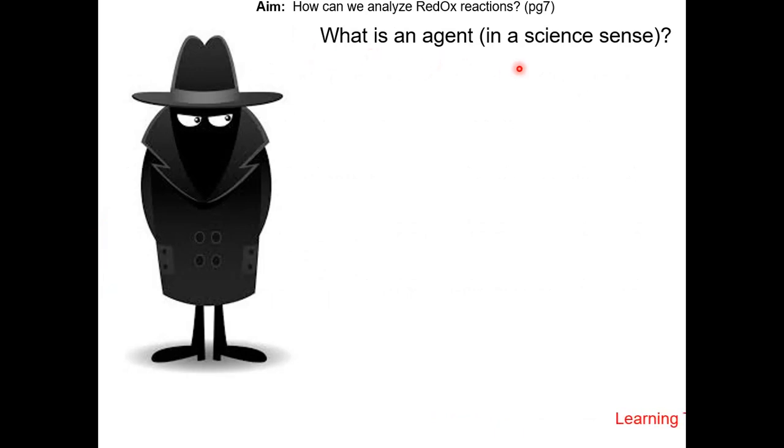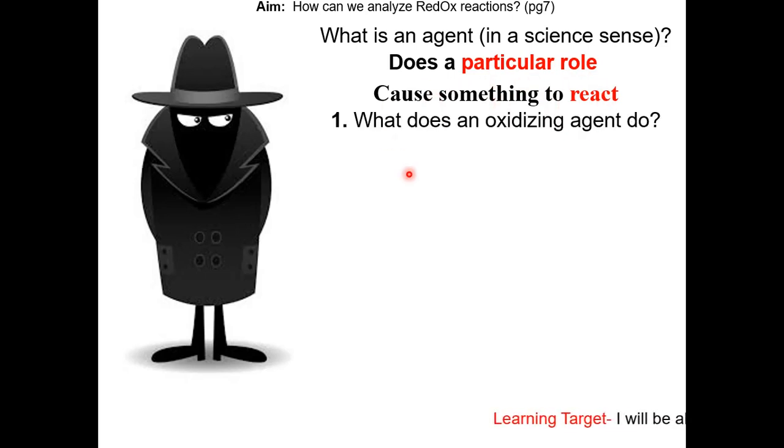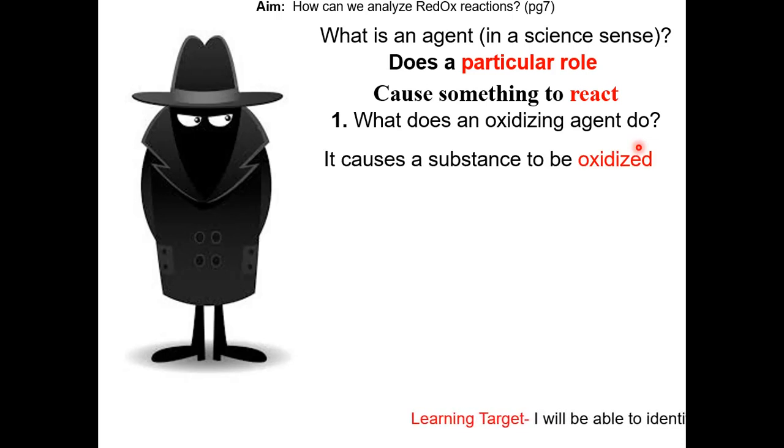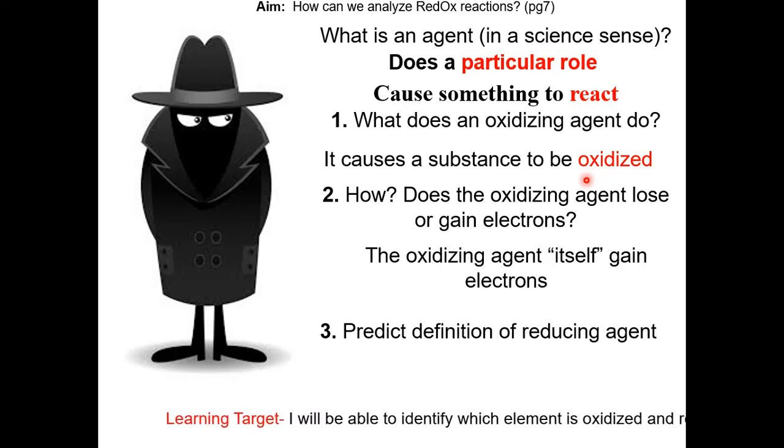What is an agent in terms of science? An agent does a particular role. It causes something to react. So what do you think an oxidizing agent does? It causes a substance to be oxidized. So is the oxidizing agent losing or gaining electrons? Since oxidize means to lose electrons, the agent that's causing the substance to be oxidized will gain electrons.